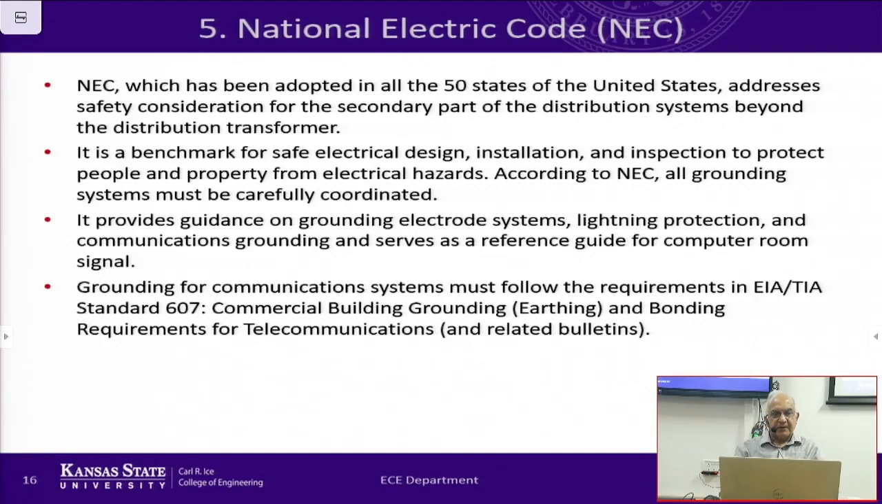Let's talk about the National Electric Code. This is something that has been adopted in all 50 states of the US. It addresses safety considerations for the secondary part of the distribution system beyond the distribution transformer. So when I showed you a transformer that's connected to the line, and then you have 120 to 240 volts on the secondary side, anything from that point on inside the home, the National Electric Code is what is used.